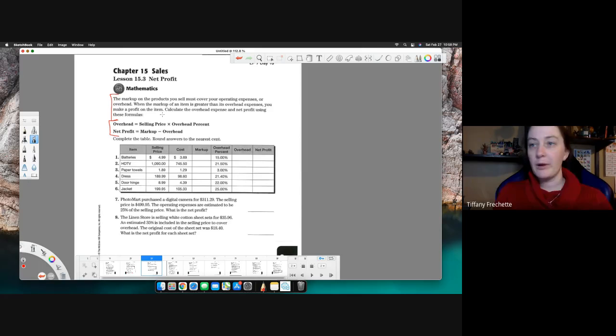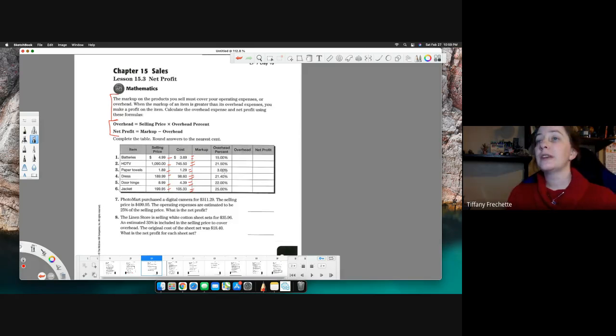Let's see. I'm going to flip my page here so I have the right one. So we have the selling price and the cost. To get the markup, which we figured out in the last section, the markup is just the amount of money over what it costs the company to buy it. So if they're selling for $4.99 and they bought it for $3.69, we just subtract these and that'll tell us our markup. We're going to do that on each one of these, so you're going to subtract each one to find your markup.